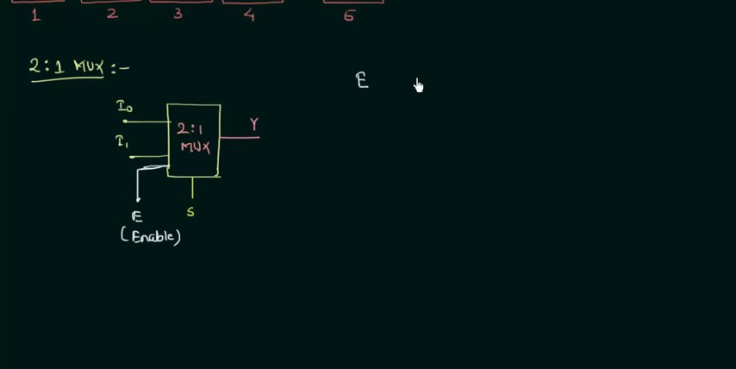Now let's see the truth table for the 2 cross 1 MUX. This is your enable, this is your selector variable S, and this is your output Y. Now when the value of E is equal to 0, this circuit will not work, and when the circuit is not working, the output is equal to 0. So whatever the value of the selector variable, we don't care, it is always going to be 0 when the enable is 0. Now when the enable is 1 and S is equal to 0, Y is connected to I0, so Y will be I0. And when the selector variable is equal to 1, Y is connected to I1 and it is equal to I1. Simple.